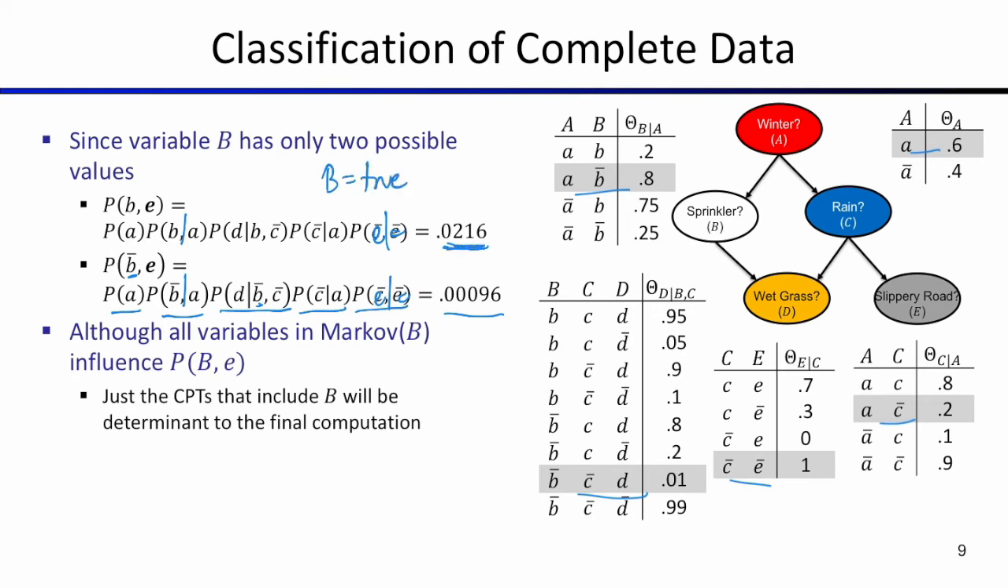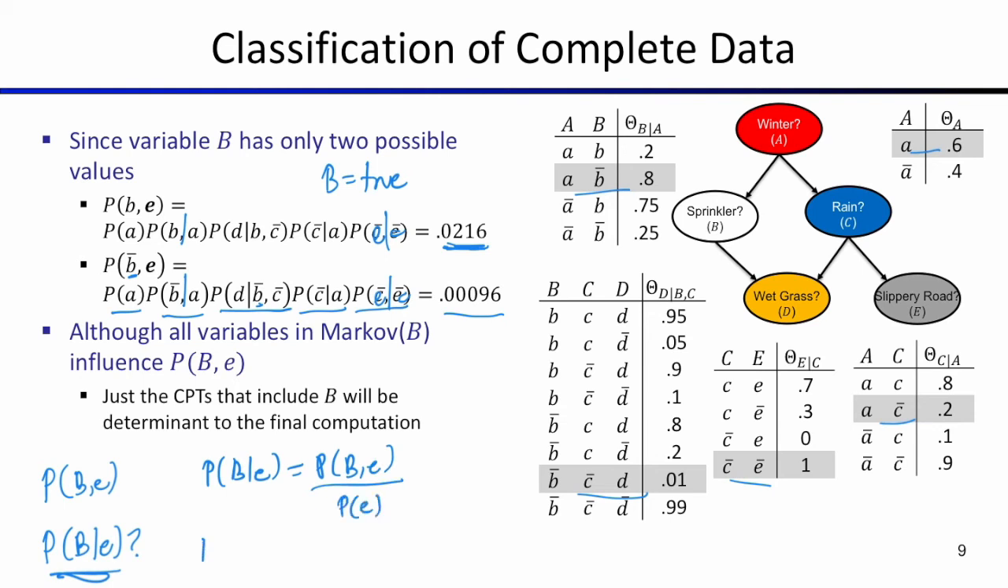And you may ask why we are computing P of B and E. Shouldn't we be computing probability of B given E? That is actually what we are interested in, right? So we have the evidence and we want to know what's the probability of B conditional to that evidence. And for classification purposes it's actually the same thing, right? So we can see that the probability of B given E is the probability of B and E divided by the probability of E.